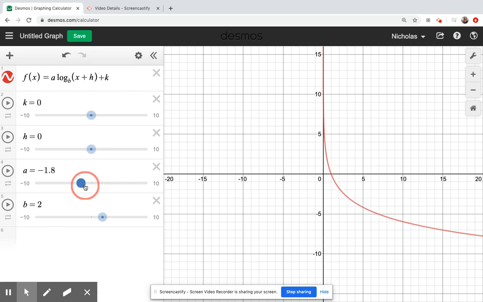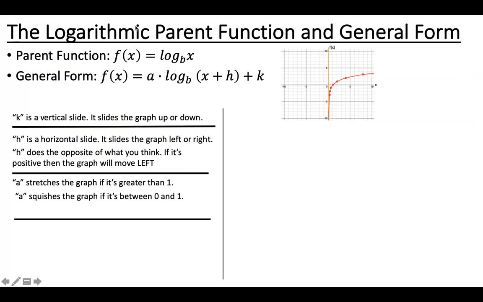If A is negative, the graph starts from the top and comes down. So A is going to flip your graph if it's negative. That's exactly what's going to happen because you're taking what you had and multiplying by a negative number. So anything that's positive will become negative. Anything that's negative will become positive.